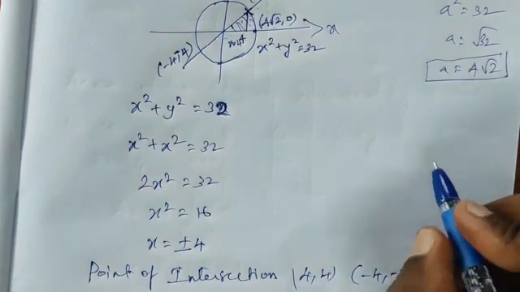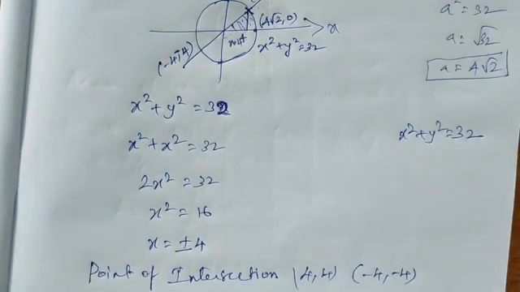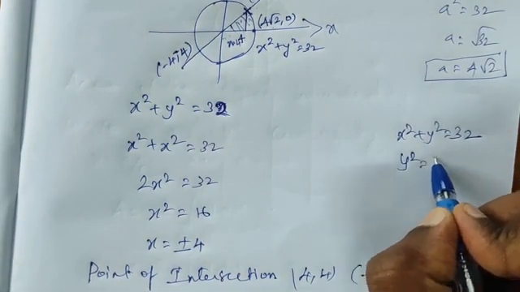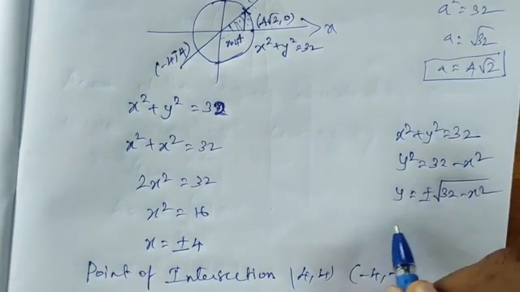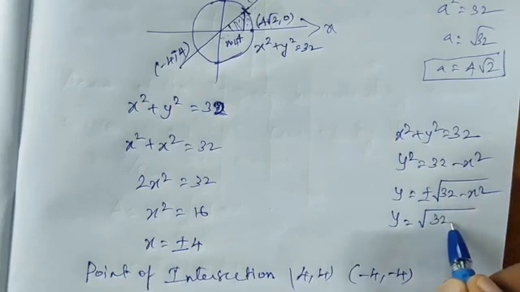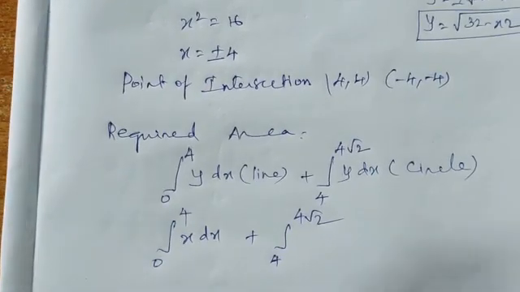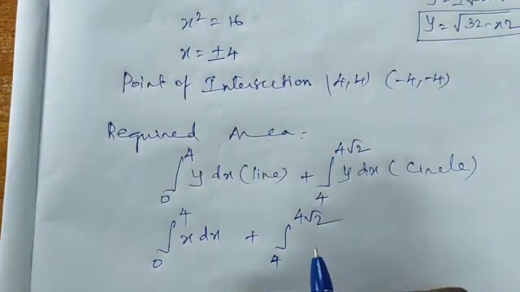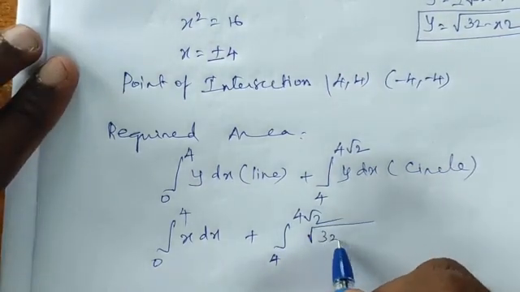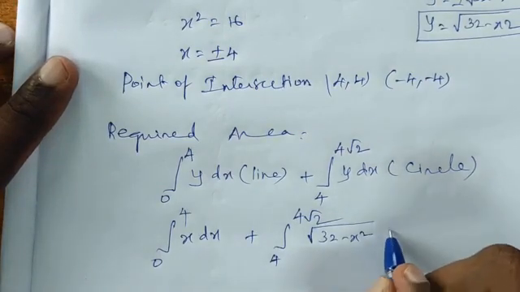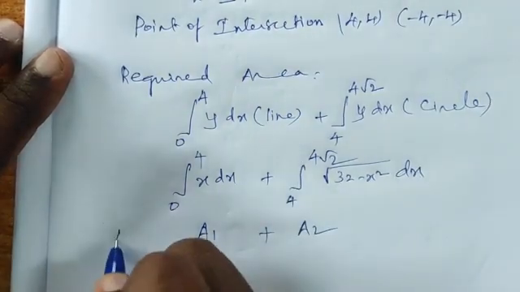Given circle is x square plus y square is equal to 32. So y square is equal to 32 minus x square. y is equal to plus or minus root of 32 minus x square. Minus root of 32 minus x square is invalid. So y is equal to root of 32 minus x square. Now we can substitute here. So root of 32 minus x square into dx. This area is taken as A1 and this area is taken as A2. So A is equal to A1 plus A2.